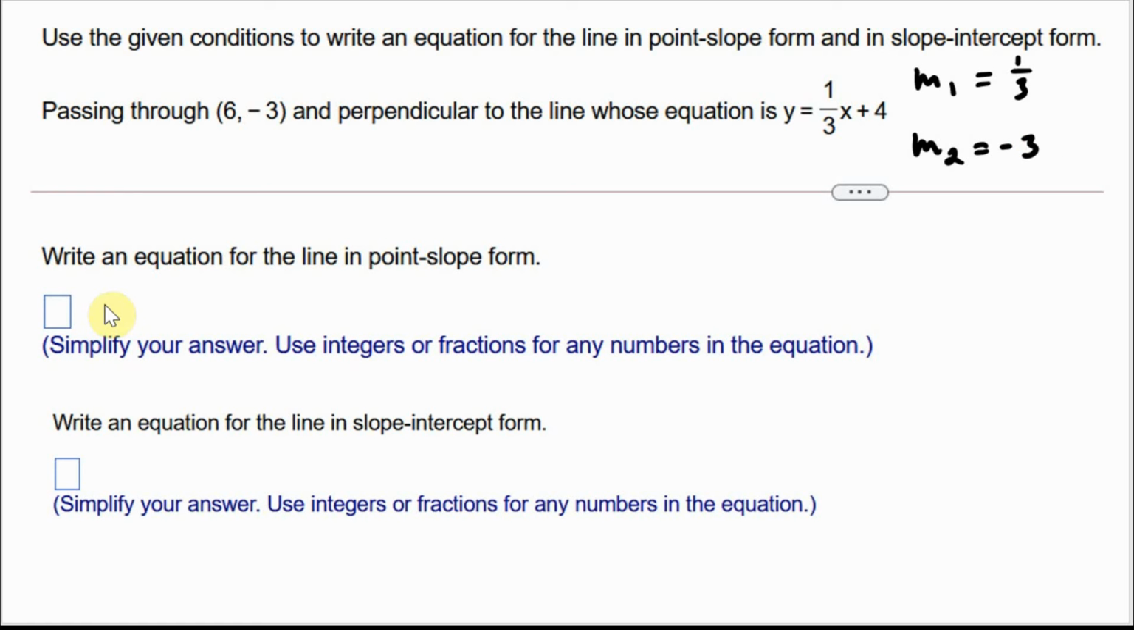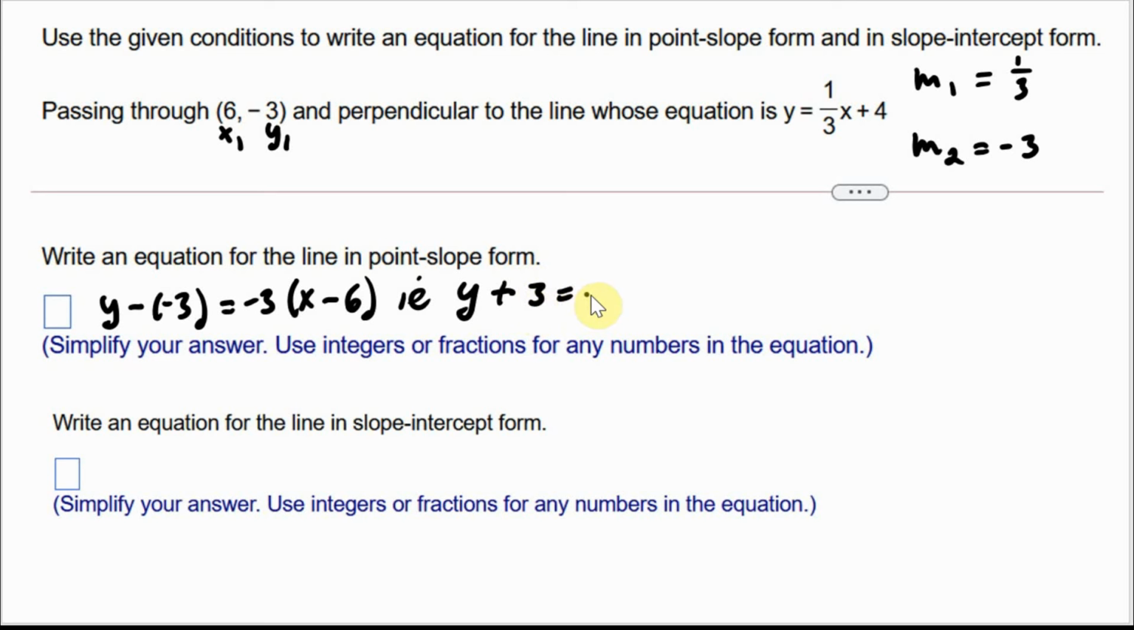So all I do here is I have y minus negative 3 is equal to the slope times x minus 6. I'm getting the negative 3 for that y from here, this is x sub 1, y sub 1. That is to say, y plus 3 is equal to negative 3 times x minus 6. That's all you need for this one right here.